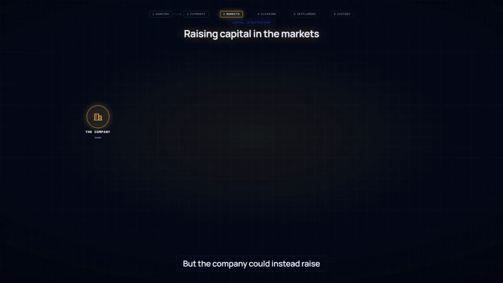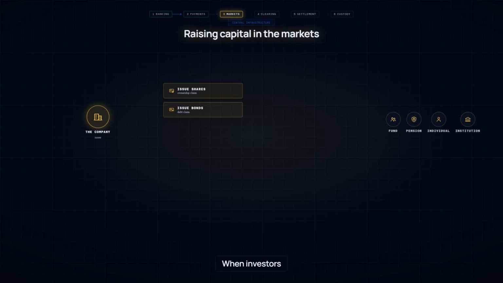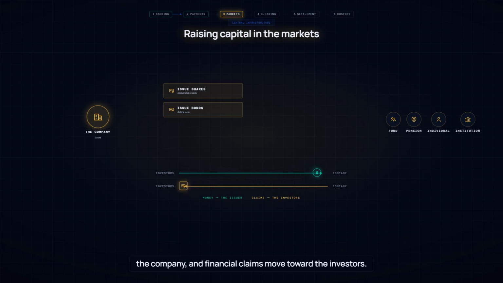But the company could instead raise money through the capital markets. It can issue shares representing ownership or bonds representing debt. When investors purchase those securities from the issuer, money moves toward the company, and financial claims move toward the investors. That is the primary market.